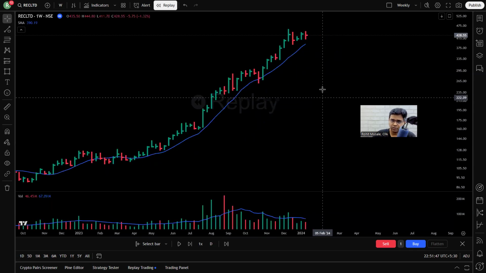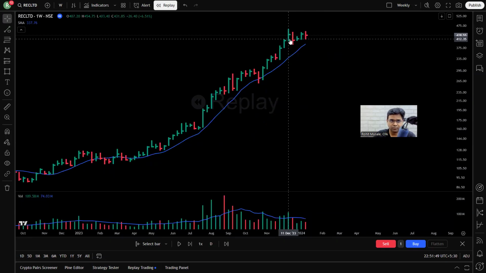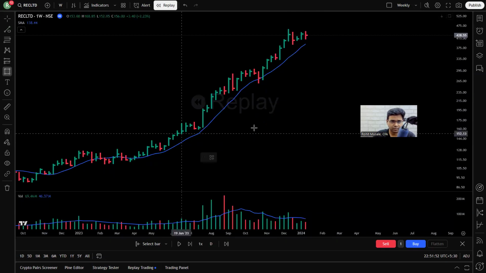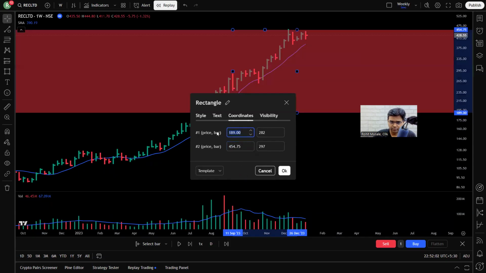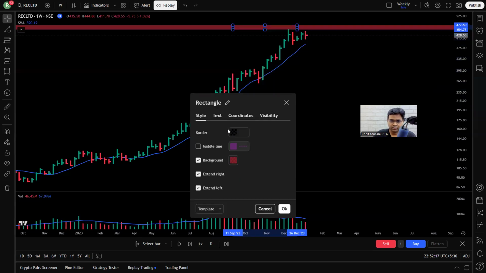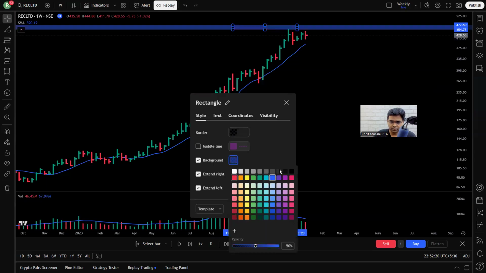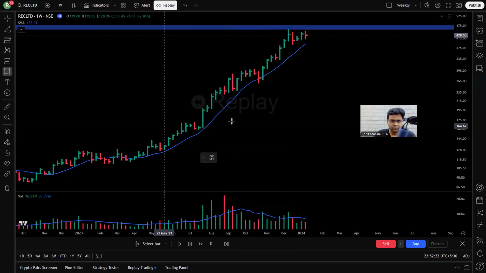Okay. Let's draw the pivot point. So the high of this candle is 454.75. That's the pivot point. Then I have the calculator here. This is 454.75 multiplied by 1.05. That is 477.48. Okay, the style will be blue. That's the buying range.